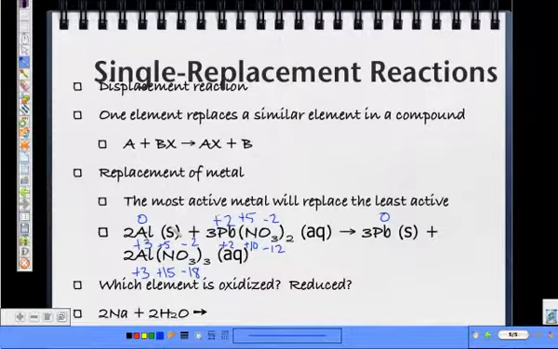So has aluminum changed? So aluminum is oxidized. And lead is reduced. How about nitrogen and oxygen? Neither. So they aren't either.